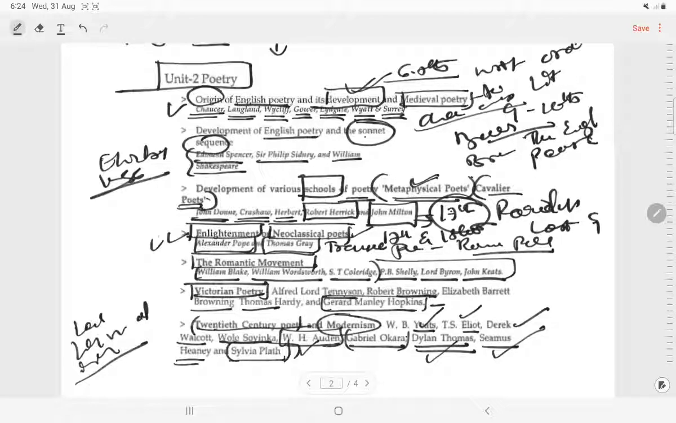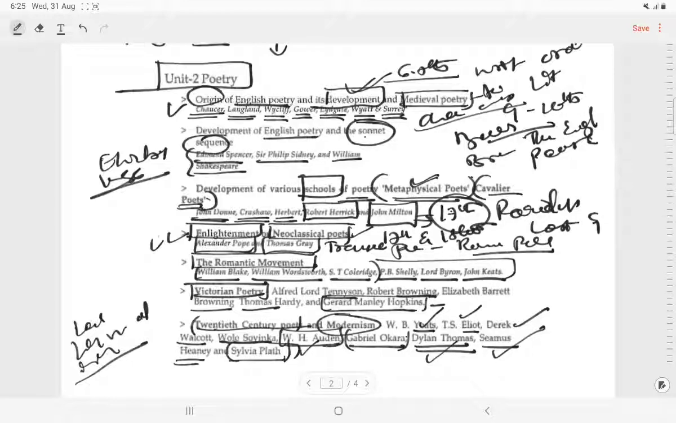Most of these poets were awarded the Nobel Prize. In that context, the syllabus setter has given these poets. We have to study their poetry and analyze their poems so that we can understand their poetry and easily answer in our assistant professor exam. So all those things we will discuss in our coming videos.